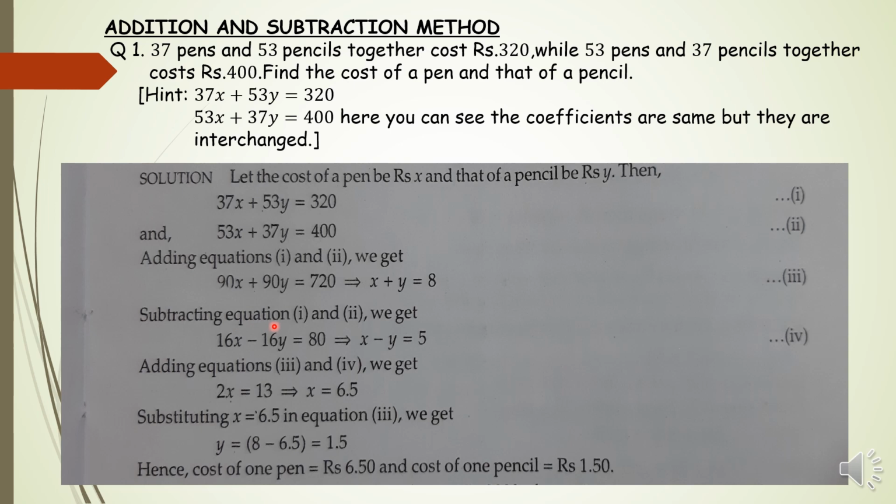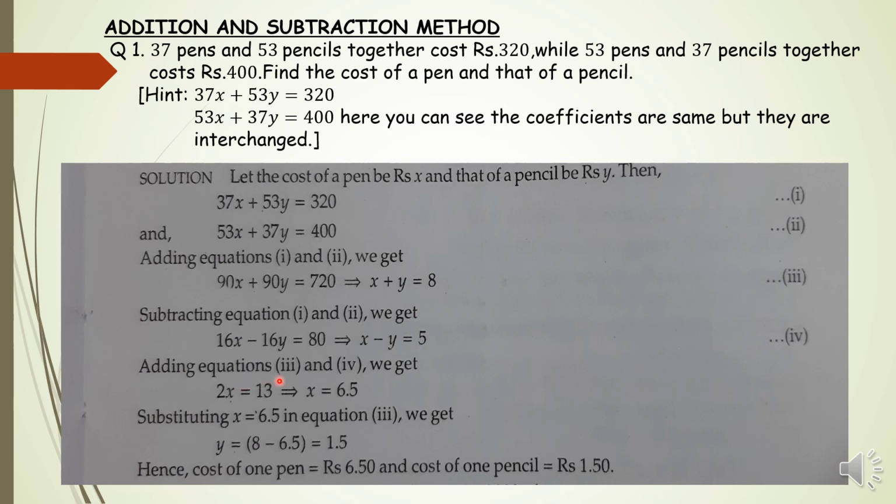Then next is the subtraction method. We need to subtract equation number 1 from equation number 2. That is 16x. How are we getting 16x? 53x minus 37x, we get 16x. Then 53 minus 37, that is equal to minus 16y equal to 80. That is 400 minus 320, we get 80. Which gives x minus y is equal to 5.